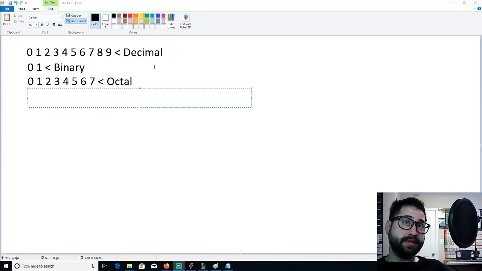But what happens after base 10, right? What happens if you want to show more numbers than that? Like 9 is the highest numerical value that we have right now. So what do we do? Well, we can represent the underlying value with different characters, right? We don't necessarily need to use a 9.